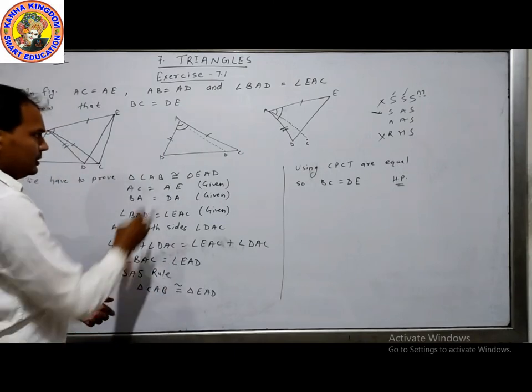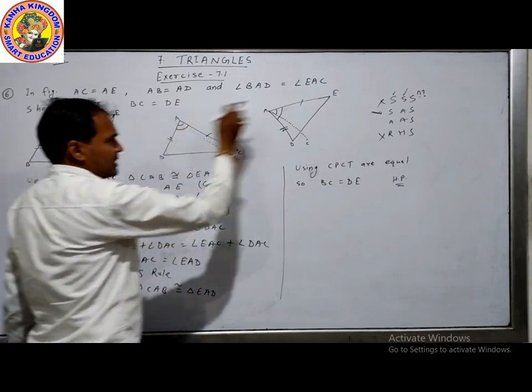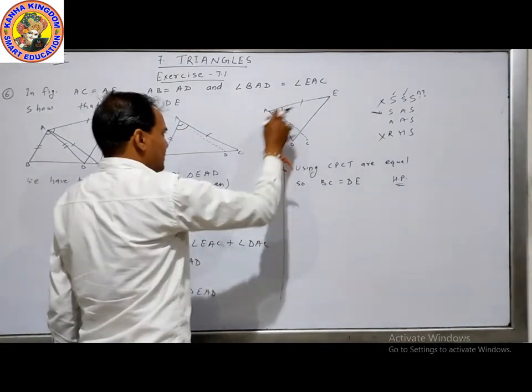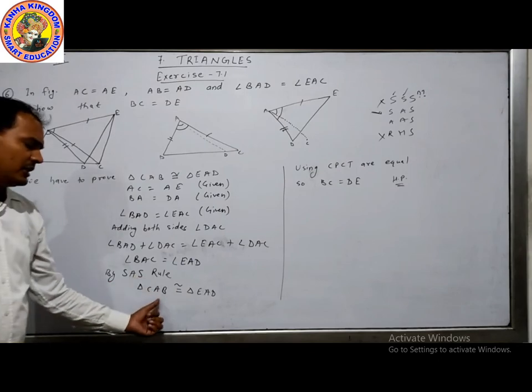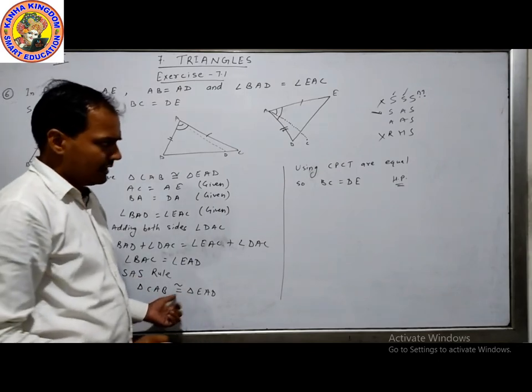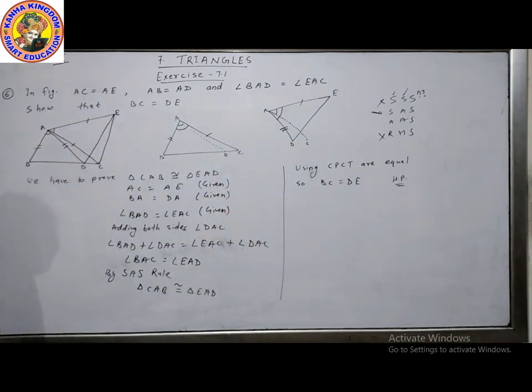Now in this diagram, SAS. By SAS rule, these two triangles are congruent. Using CPCT, the third side will be equal.